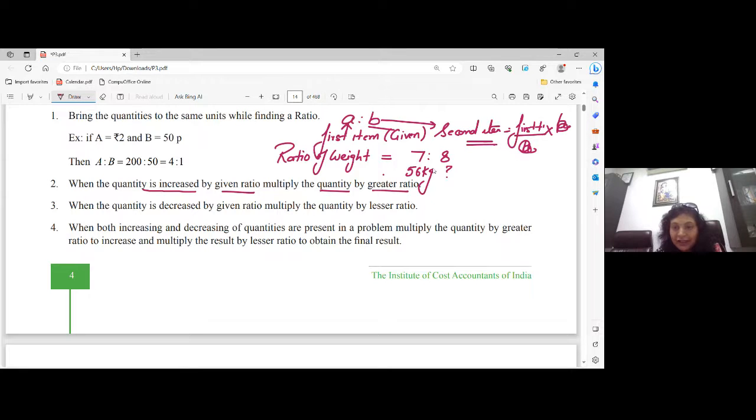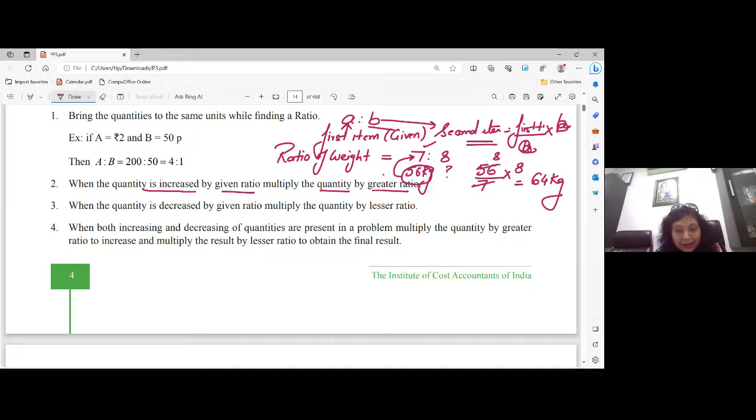Now 56 kg represents the weight of the first person. So what you have to do is divide the weight of the first person by the term that represents the first person. The term of the ratio that represents the first person is in the denominator, and the term that represents the second person, which we have to calculate, will be in the numerator. That means the weight of the second person is 64 kg.